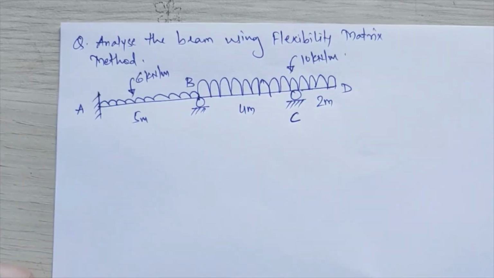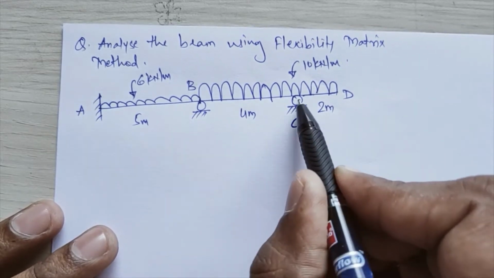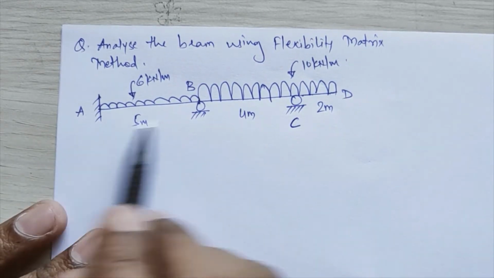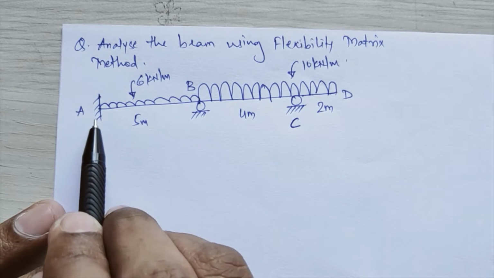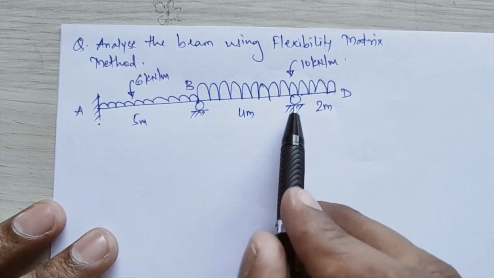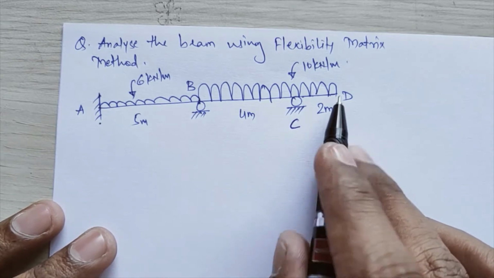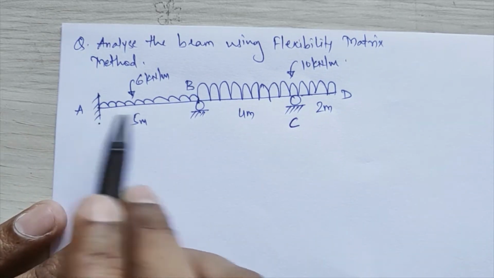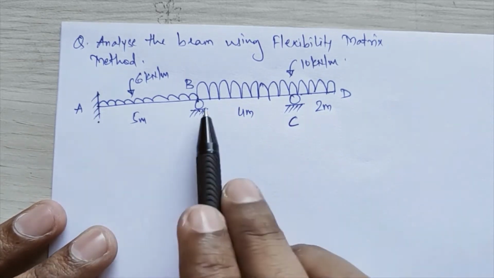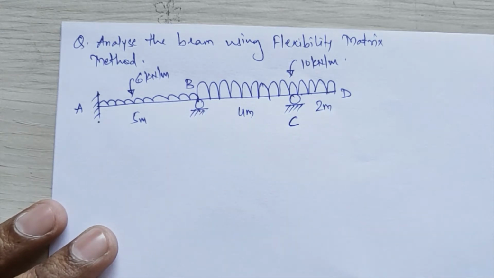We'll start with the next numerical for the flexibility matrix method. In this numerical we'll consider one overhang portion that is given here, overhang portion CD. Now a continuous beam ABCD is given to you. Support A is fixed, B is a roller support and C is also a roller support, and CD part is overhang. Loading between AB portion is different UDL and between B to D portion is different.